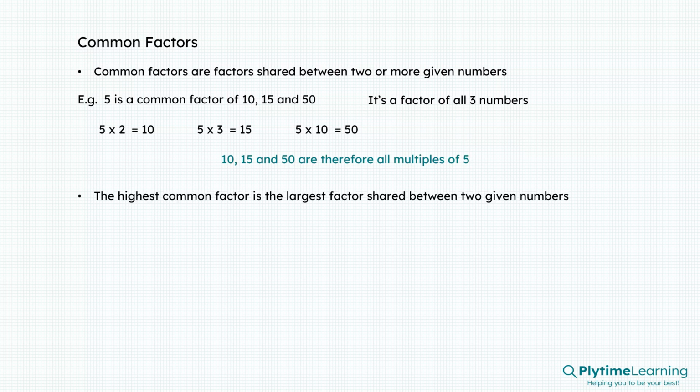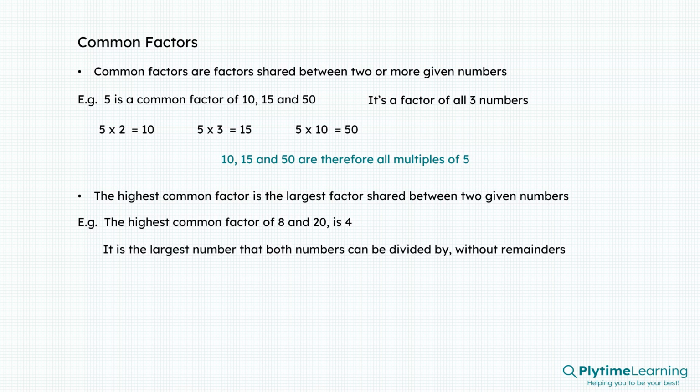The highest common factor is the largest factor shared between two given numbers. For example, the highest common factor of 8 and 20 is 4. It's the largest number that both numbers can be divided by without remainders.